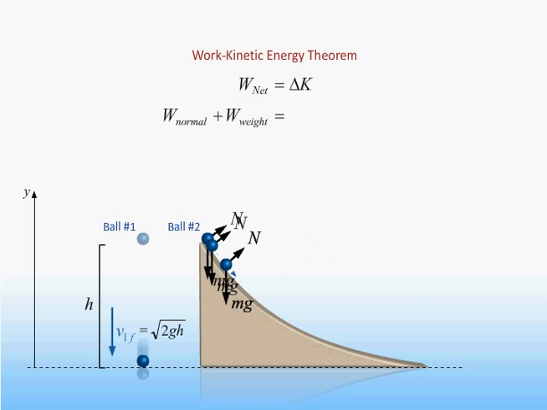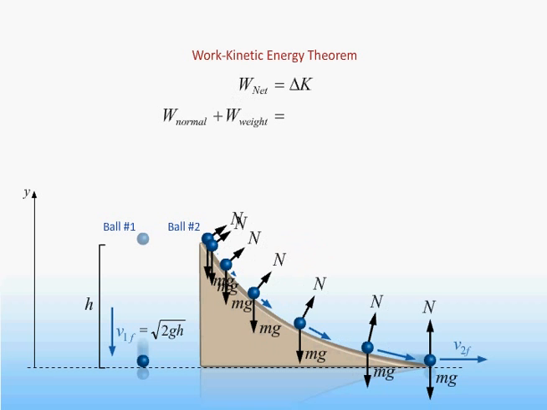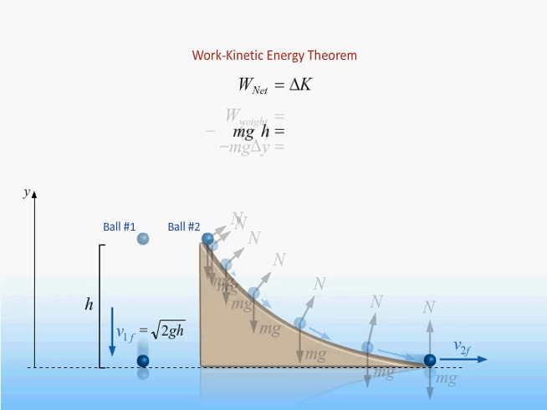Now, the ball always moves parallel to the plane. The normal force is always perpendicular to the plane. Therefore, the work done by the normal force, given by the dot product of the normal force and the displacement, is zero. Consequently, the work done by the net force here is just equal to the work done by the weight, which is equal to minus mg delta y.